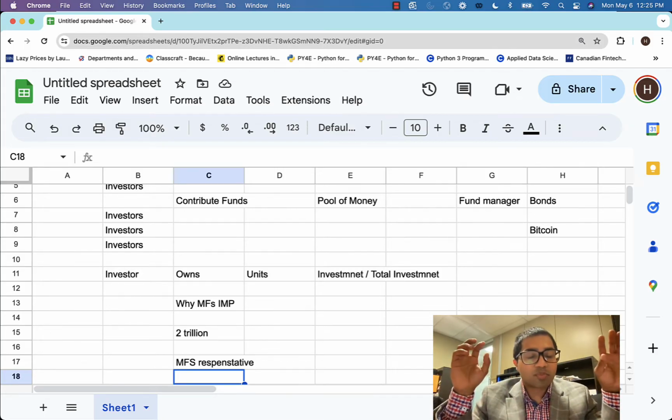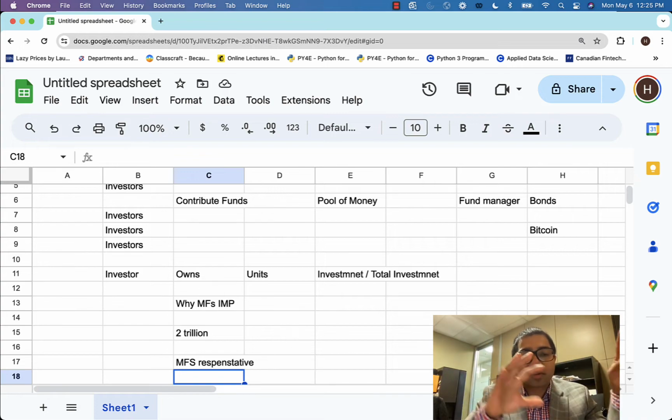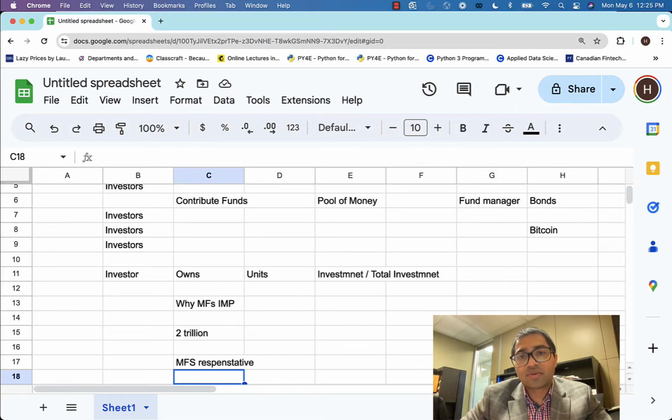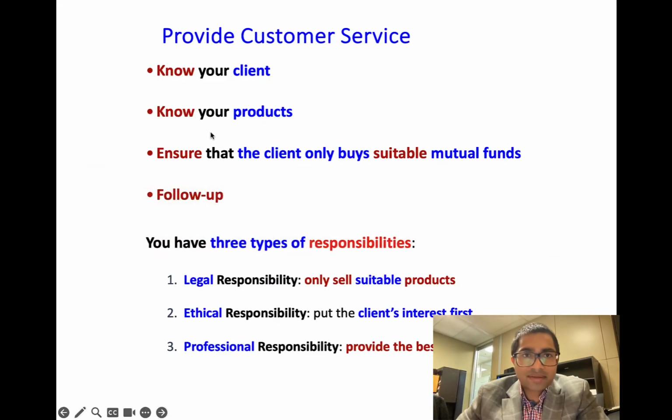That is, the products need to be suitable for the clients. If they're not suitable, if the client can prove that whatever advice you gave was not suitable, then you can get sued in court. So it's very important that you follow the suitability rule. Again, this is just an introduction. We are going to talk in greater detail about all these concepts. Okay, so let's cover the PowerPoint.